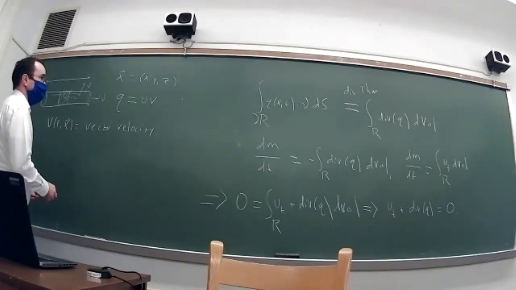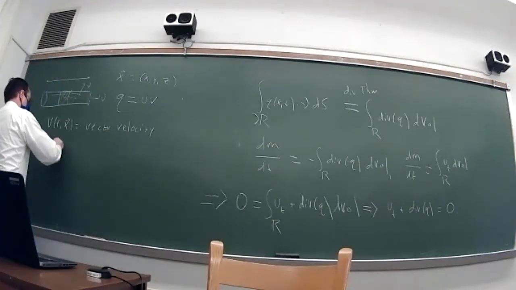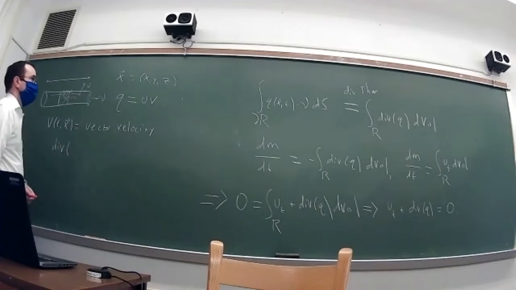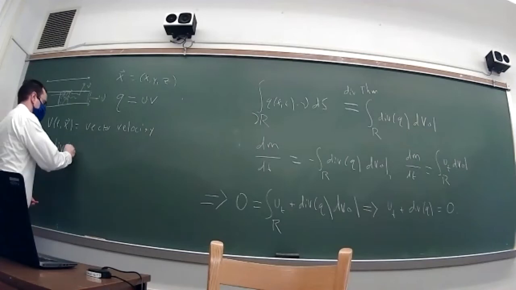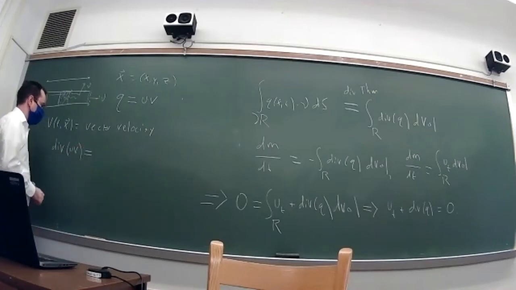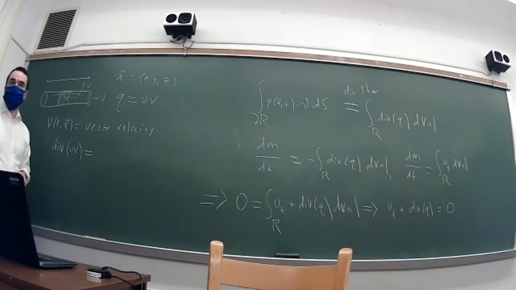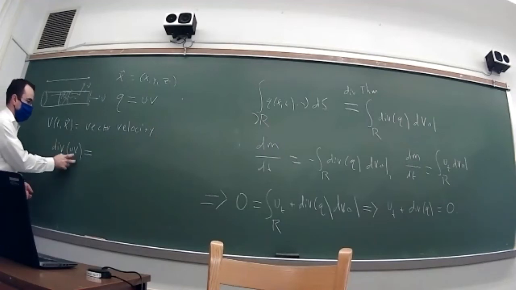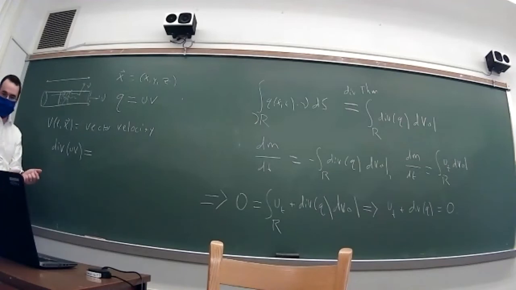My first in-class exercise for you is to remember our vector calculus study. Can you calculate a formula for the divergence of u times v, where v is a vector quantity and u is a scalar quantity? What does the product rule say about that? I'll give you a minute and then I'll do it.